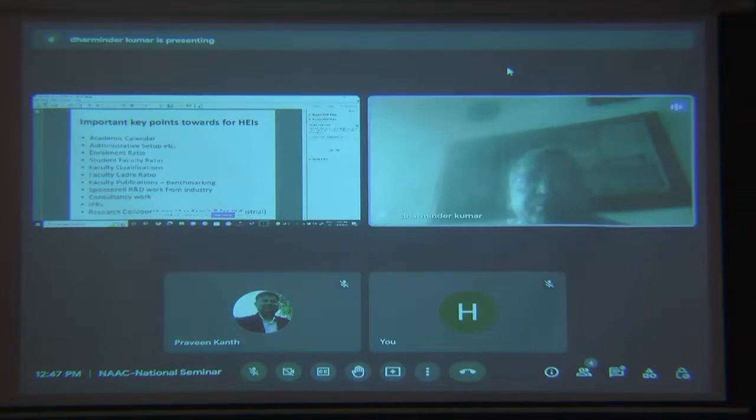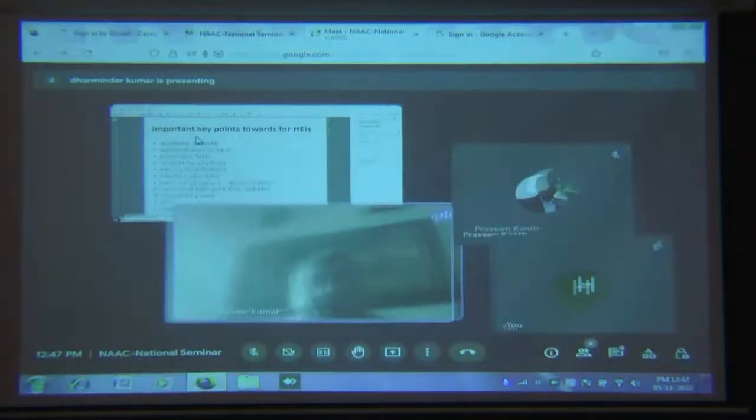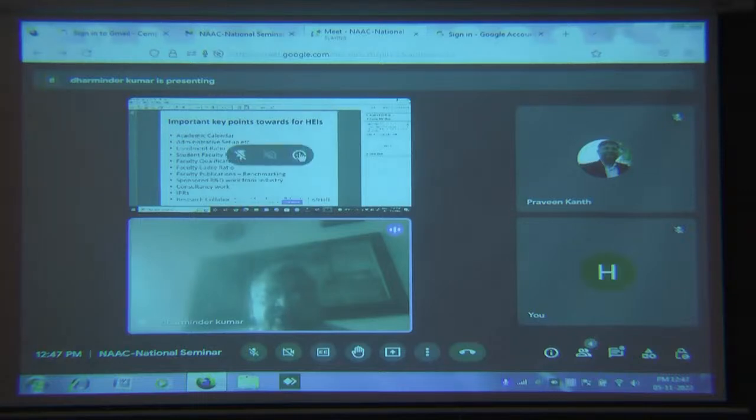So these are the important key points that every institution must follow: their academic calendar. For the governance at both institution level and the department level, the administrative setup matters. If you do not have it, then please try to build it. Then enrollment ratio, student faculty ratio, faculty qualifications, faculty cadre ratio. All these are related to the faculty. Student faculty ratio means one teacher, how many students are to be addressed.